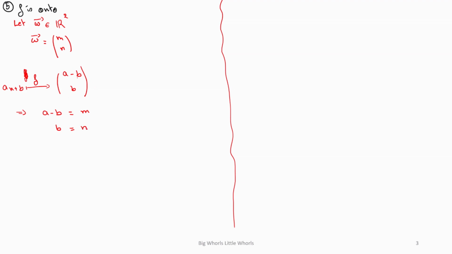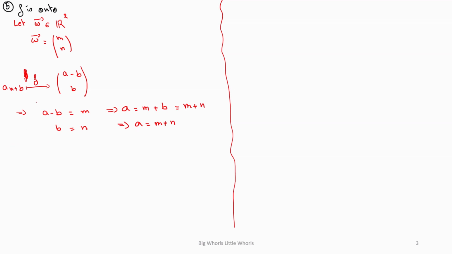We want to find a and b such that the vector (m, n) is the image of ax plus b. I know it is a lot of talk, so let me work it out here. That means a is going to be m plus b, which is m plus n. That's our a, and b is n. So a equals m plus n.